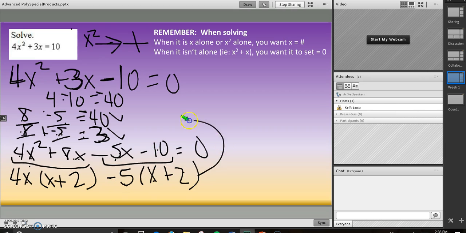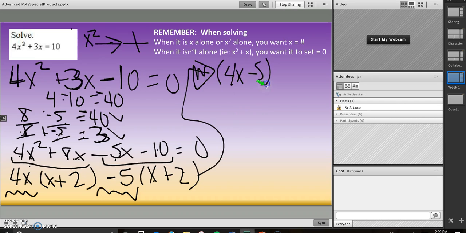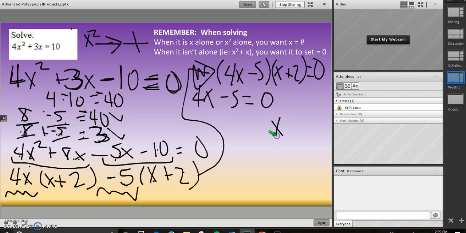Great. All right, I'm coming over here. All right, 4x minus 5. So I'm going to write that. 4x minus 5. And then I have that x plus 2. And then remember it equaled 0. So I'm going to set each of these: 4x minus 5 equals 0. x plus 2 equals 0. So I get x equals negative 2.